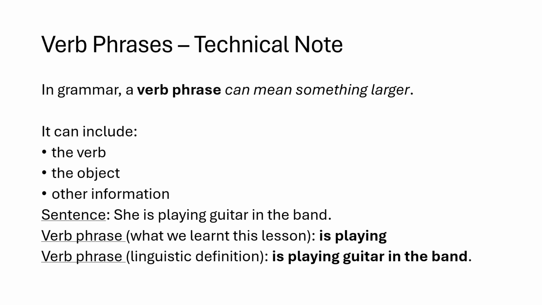In linguistics, a verb phrase can include the verb and everything that follows it. So it can include the verb, the object, and other information. For example, listen to this sentence. She is playing guitar in the band. The verb phrase, as we learnt in this lesson, is playing. Now the verb phrase in the linguistic definition is playing guitar in the band.